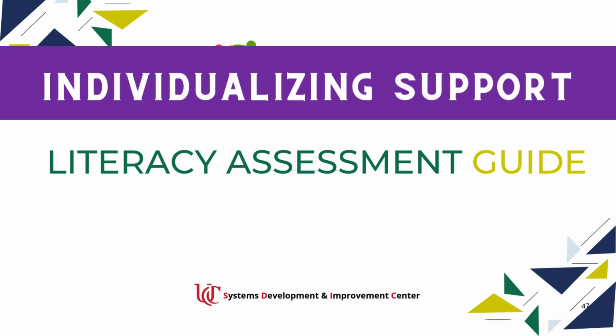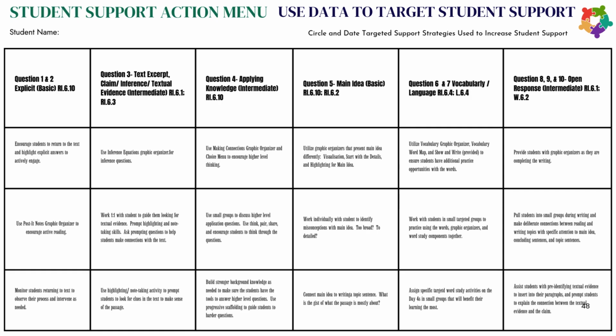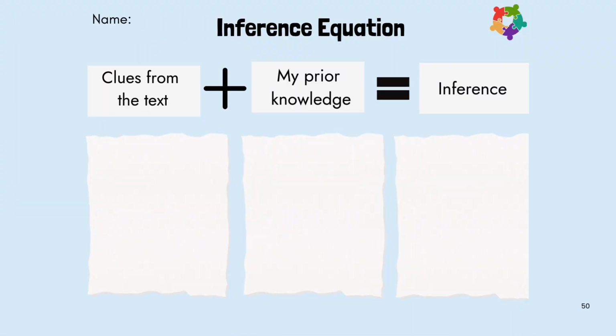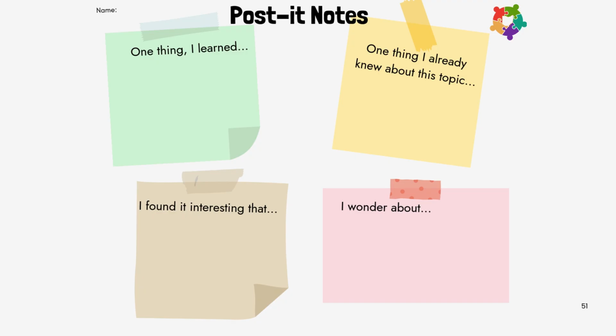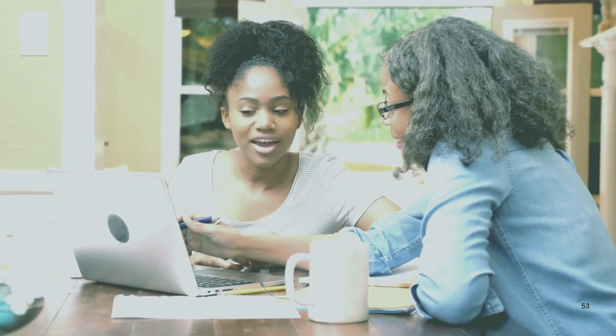Individualizing to support specific needs is important. The Literacy Assessment Guide provides different options to meet students' unique needs throughout the intervention, as explained in Video 5. There are additional graphic organizers and supplemental materials to individualize. You can always deviate from the script to provide extra support as needed.